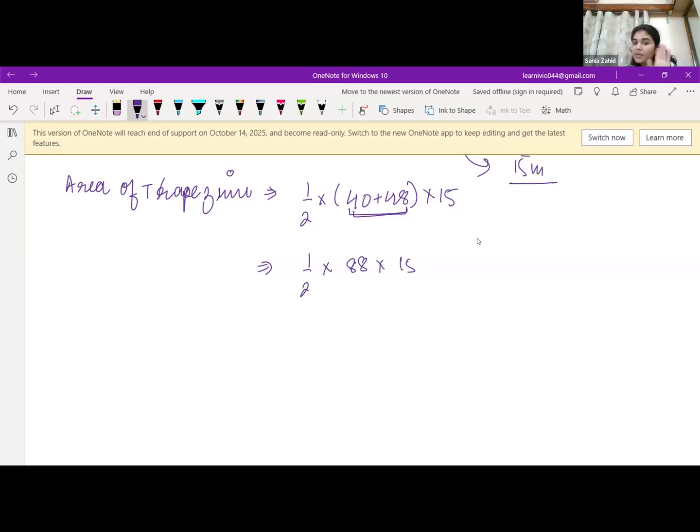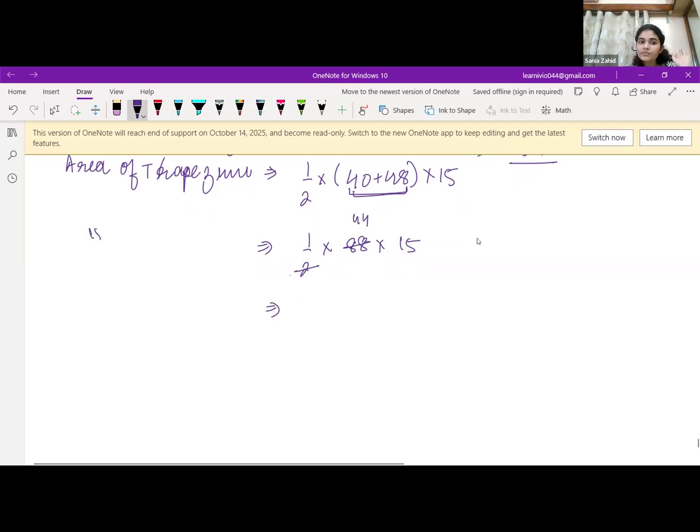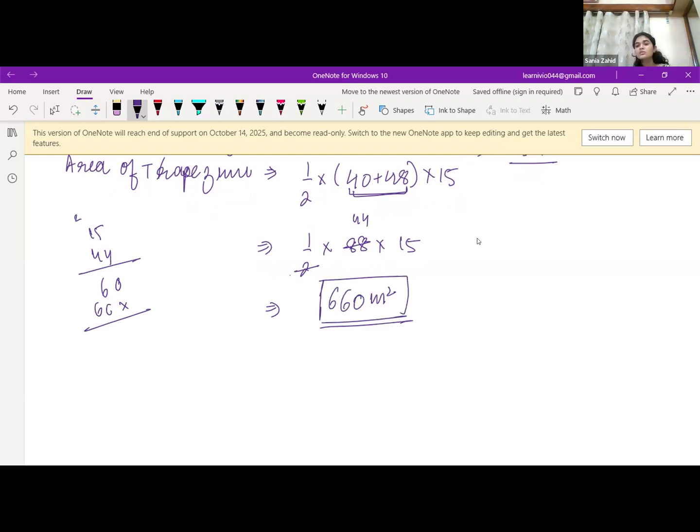Now is there any plus or minus operation? No. Now can I cancel? Yes. So 2 into 44 is 88, so 44 into 15. You get 660 meter square. Students, this is the solution.